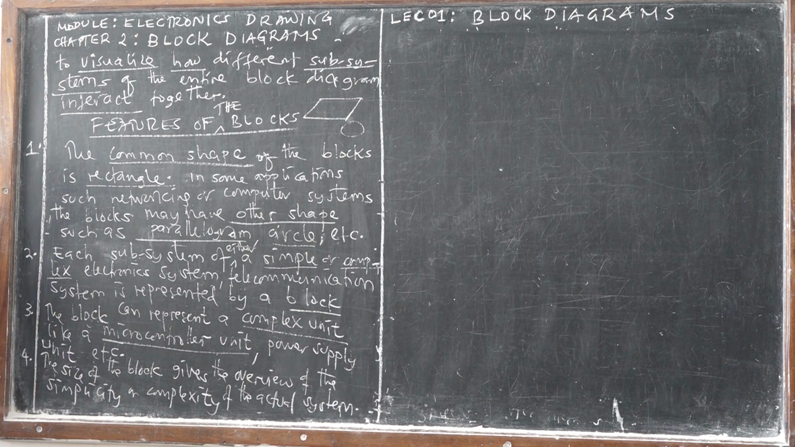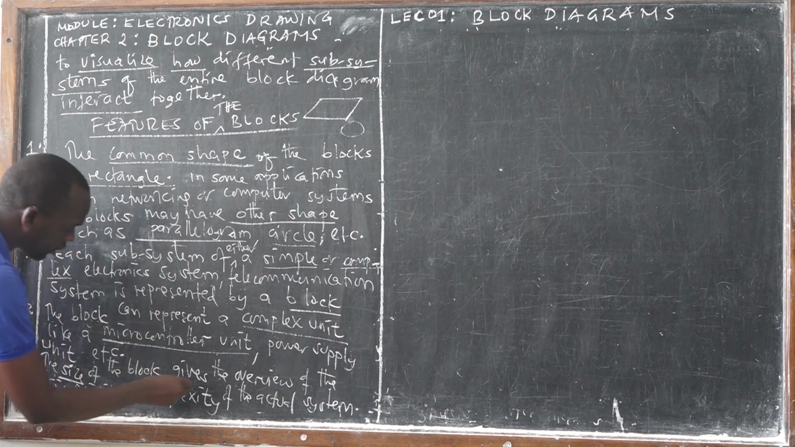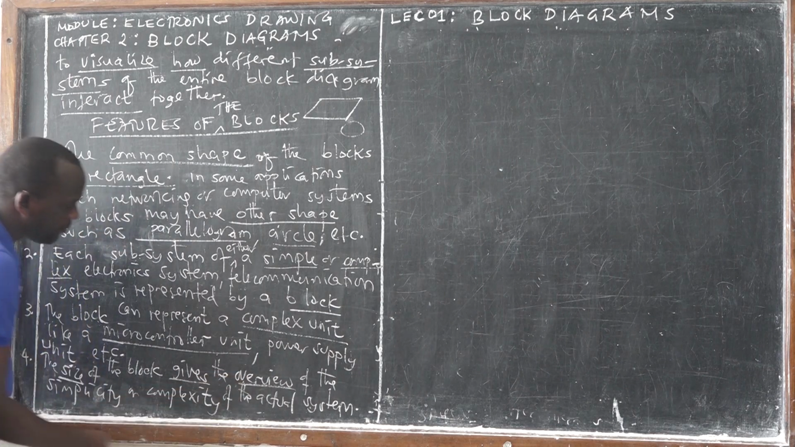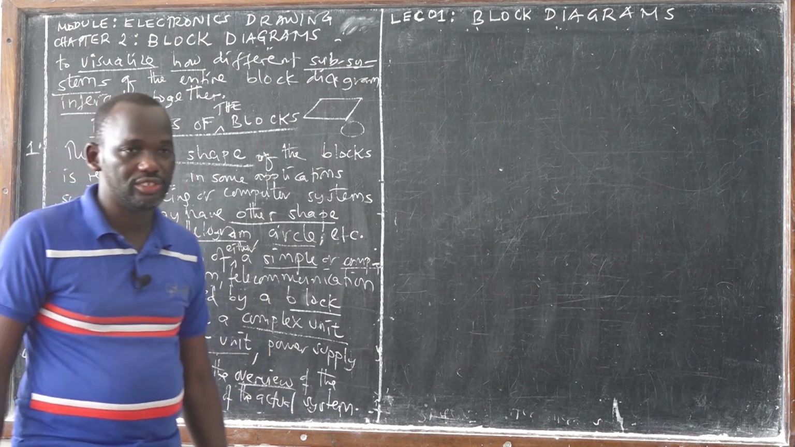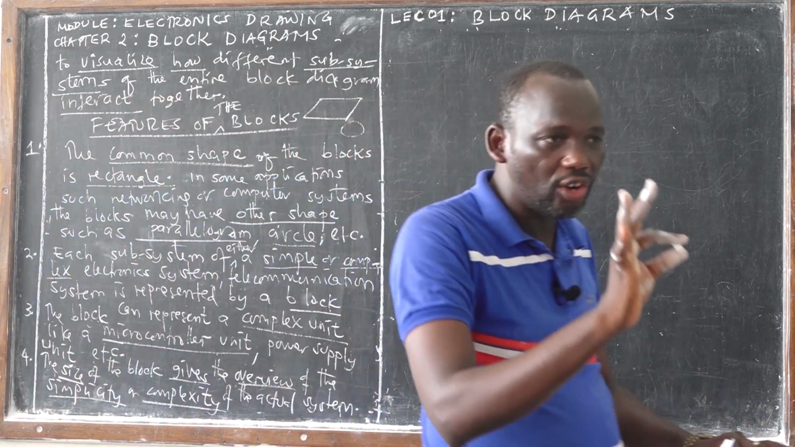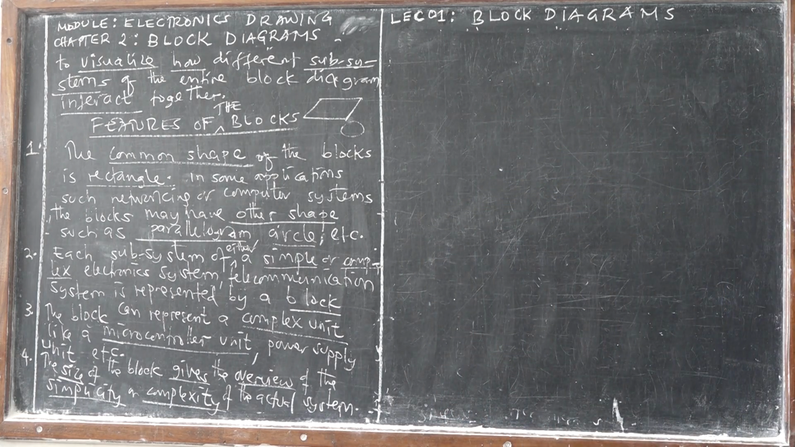The next feature, very important: the size. The size of the blocks gives an overview of the simplicity or complexity of the actual system. So sometimes the size of the block gives you information that this block represents a complicated system or a simple system. Are we together? Yes. Is it clear? Yeah.